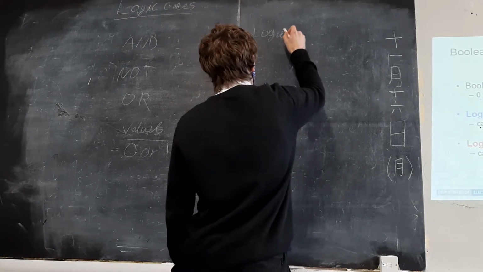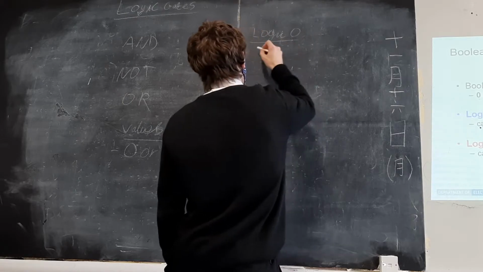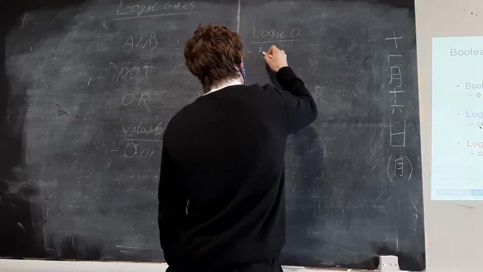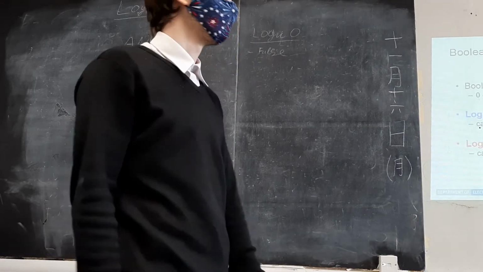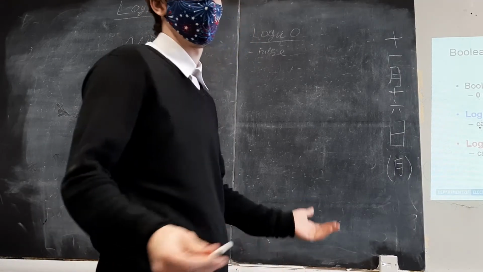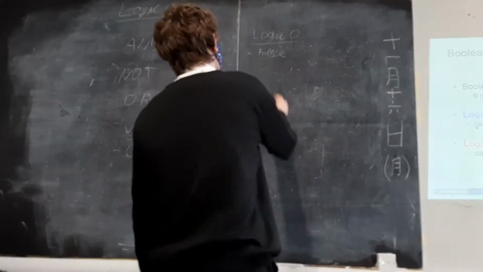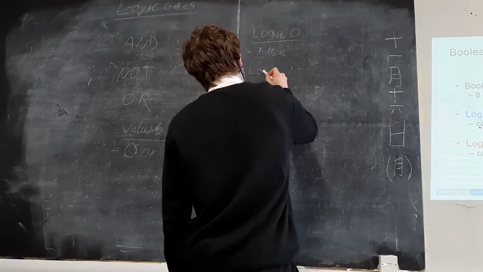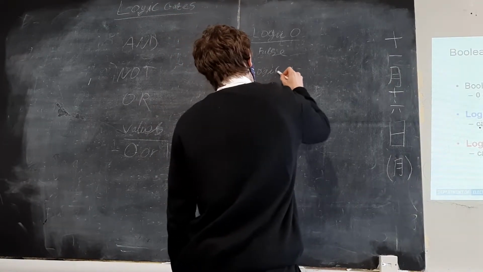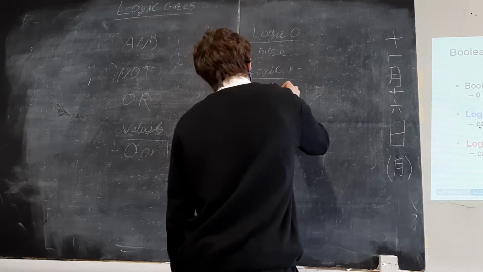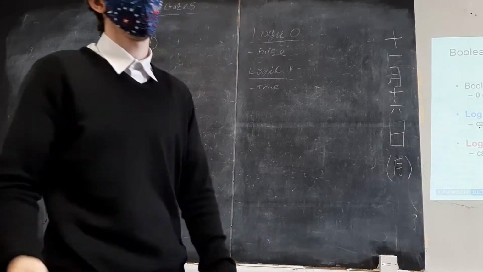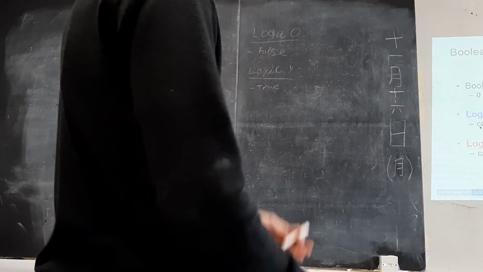So we have logic 1 and logic 0. Logic 0 can be considered as false. That is when it's off, low, open switch, anything that you want to call it like that. Logic 1 is true, on, high, yes, a switch that's closed, anything like that.